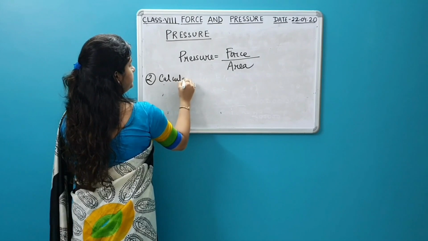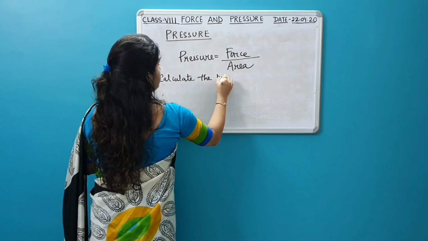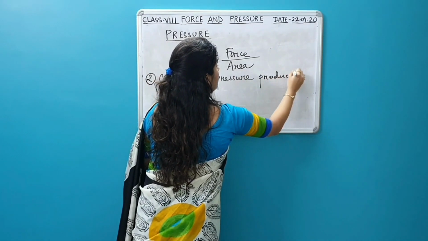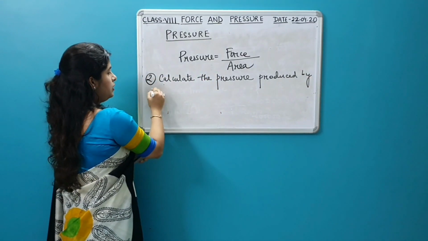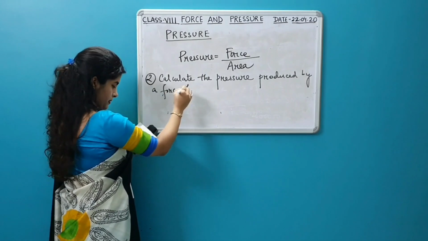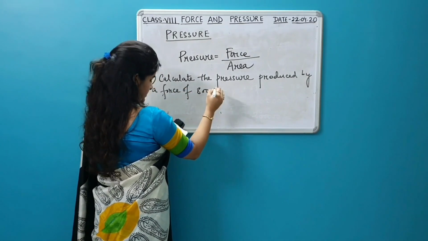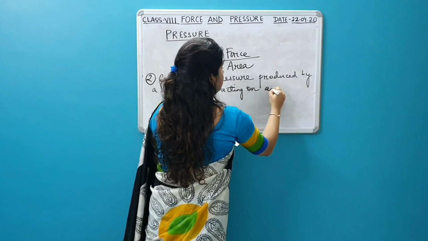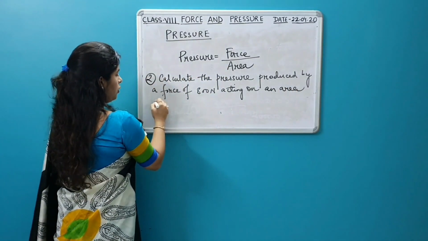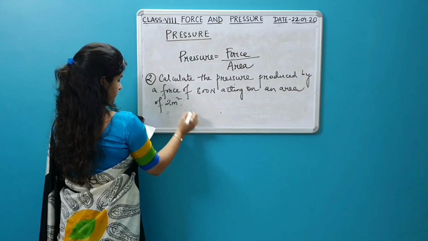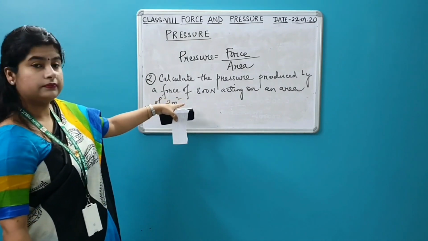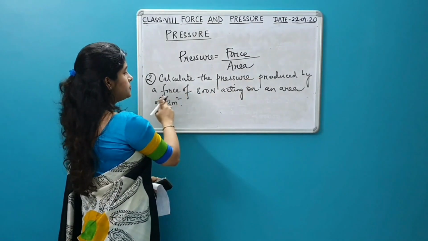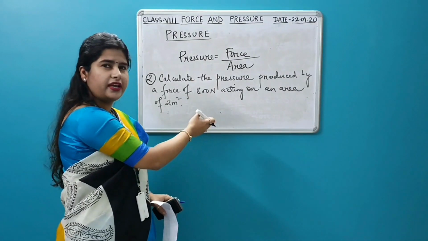Calculate the pressure produced by a force of 800 Newton acting on an area of 2 meters square. So what do you need to find out? Calculate the pressure. So that's the question. Calculate the pressure produced by a force of 800 Newton. So I think this question is very clear.